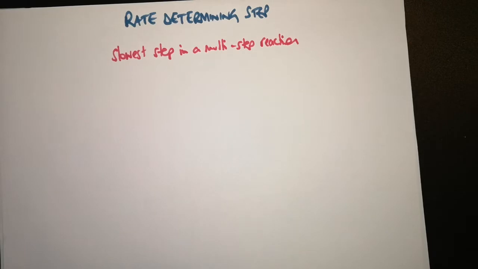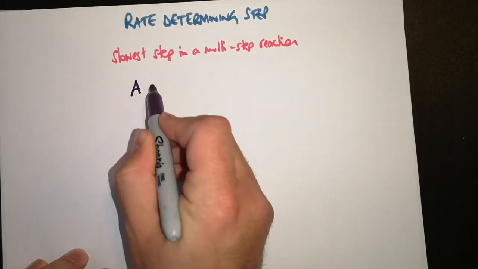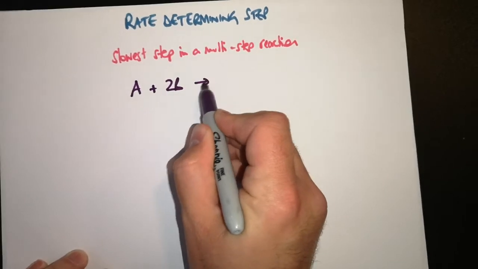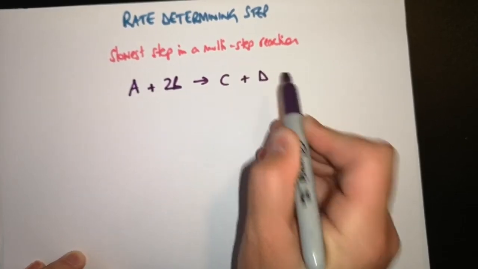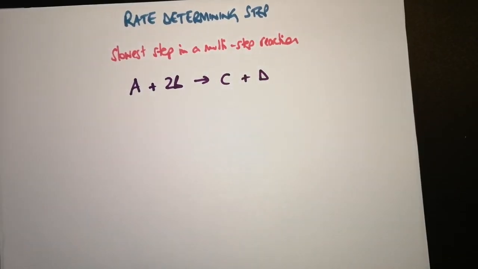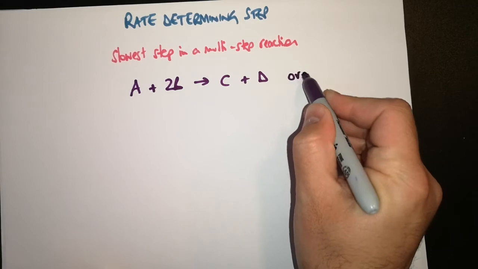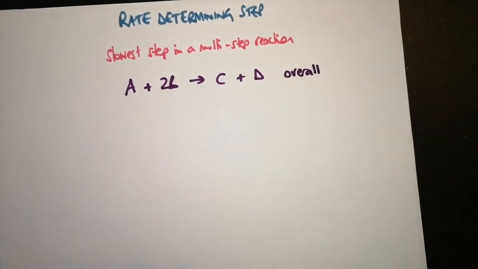So if I draw the mechanism of a simple reaction, let's say that the overall reaction that's going on here is A plus 2B makes C plus D. That's the overall. And I'm going to split it into steps. So my steps have to add up to the overall equation.